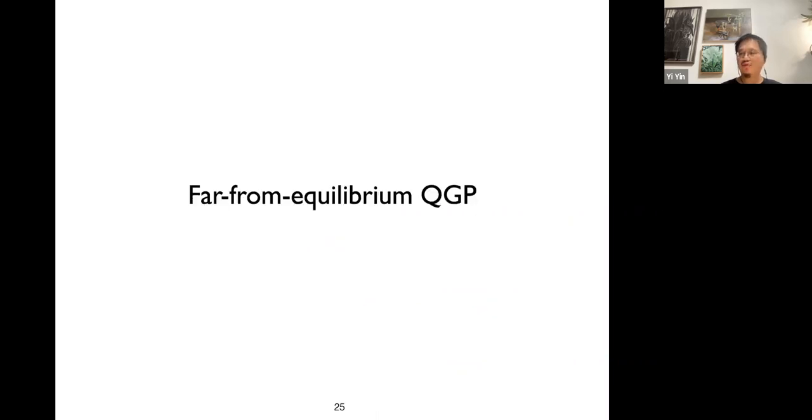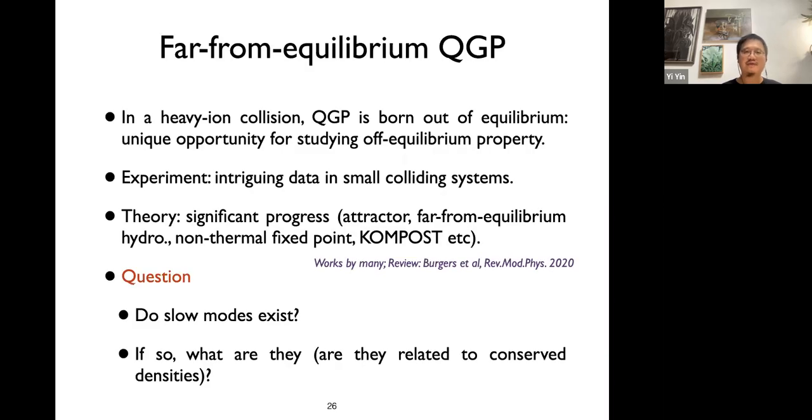So with that, I want to switch topic and talk about slow modes from a different angle. I'd like to talk about far-from-equilibrium quark-gluon plasmas. So why? Since I'm doing hadron collisions, I really appreciate the opportunities offered by hadron collisions, because the quark-gluon matter created experimentally is born out of equilibrium. So we can study not only the QGP in equilibrium, such as the equation of state, we also have a chance to learn about out-of-equilibrium properties.